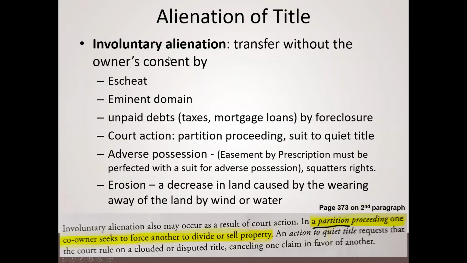So involuntary alienation, again, is a transfer without the owner's consent. And this can be done through the process known as escheat. Escheat is if you die and you did not have a will. The process of escheat determines who gets your belongings when you died without a will.